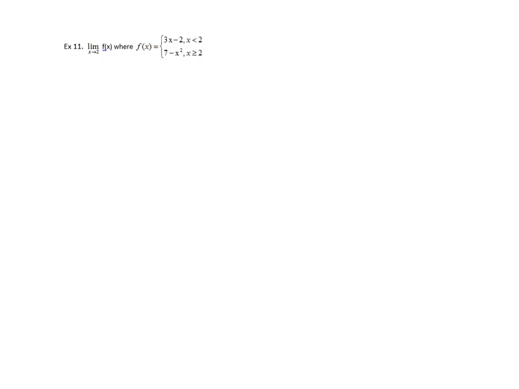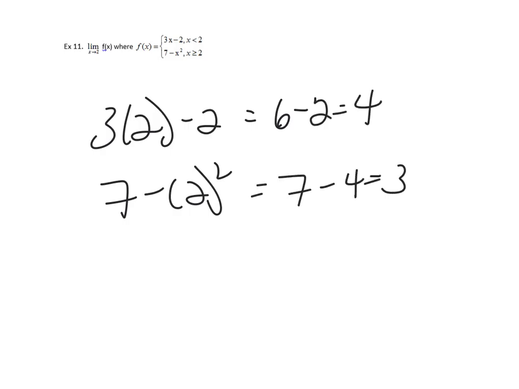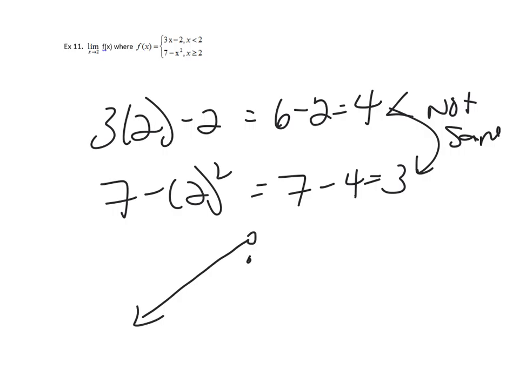Okay, so looking at this one, this is the same thing. This number is the same as these two. So I'm going to plug in 2 into each one and see if they come out the same numbers. 6 minus 2 is 4. 7 minus 4 is 3. These are not the same. So you're having the scenario where it comes to (2, 4) on the left, (2, 3) on the right. Actually, it's more curved. And they're not meeting, so my limit does not exist.